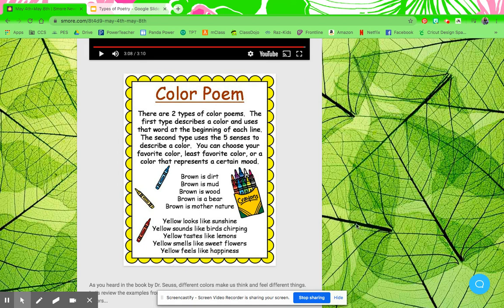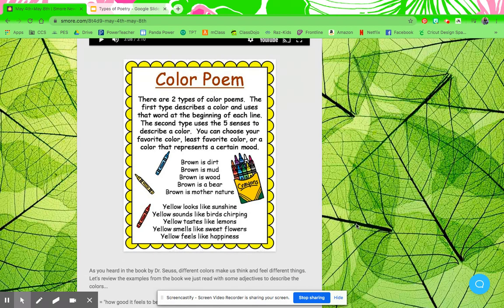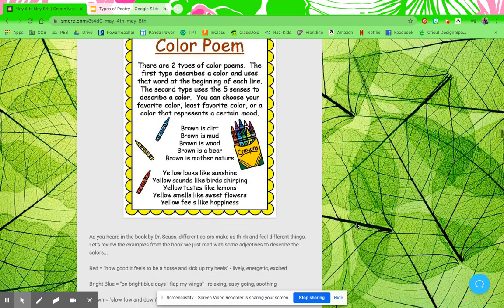So a color poem is typically, there's two types of color poems. First, one that describes a color and uses the word at the beginning of each line. So brown is, and repeats it. The second is a type that uses the five senses to describe that color. Your five senses are looking, or seeing, hearing, tasting, smelling, and feeling. You can choose your favorite color, your least favorite color, or just a color that represents any certain mood, just like the book we read.